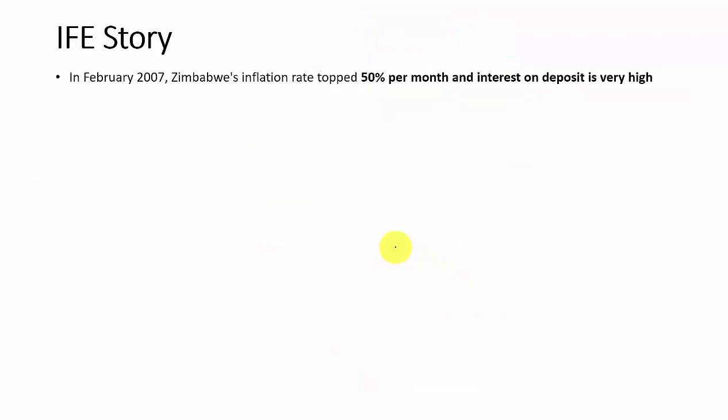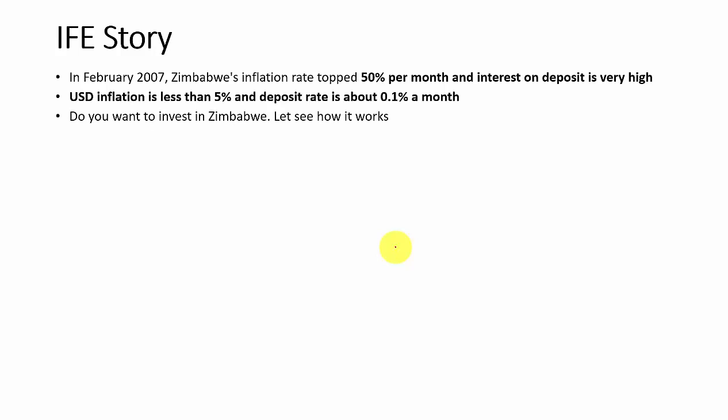Okay, so here's a story. In, say, February 2007, Zimbabwe's inflation was more than 50% per month, and of course it offered a very high interest rate on deposits. In the US, on the other hand, inflation was stable and the deposit rate was less than 0.1% a month. So do you want to invest in Zimbabwe or in the US?